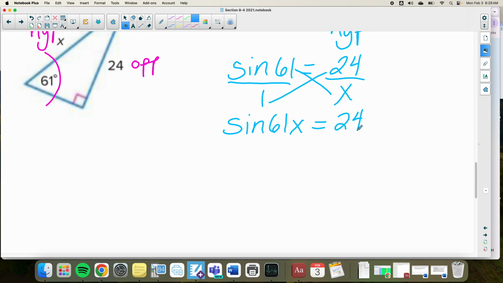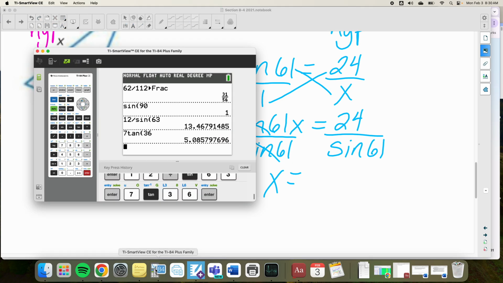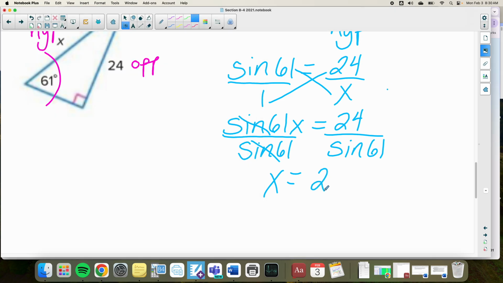This is sine 61 times x, so we're gonna divide by sine 61. These are gone, and now what you're gonna do is take and divide that. So we're gonna go 24 divided by sine 61. Did you guys get 27.44? Okay. So our answer is 27.44.